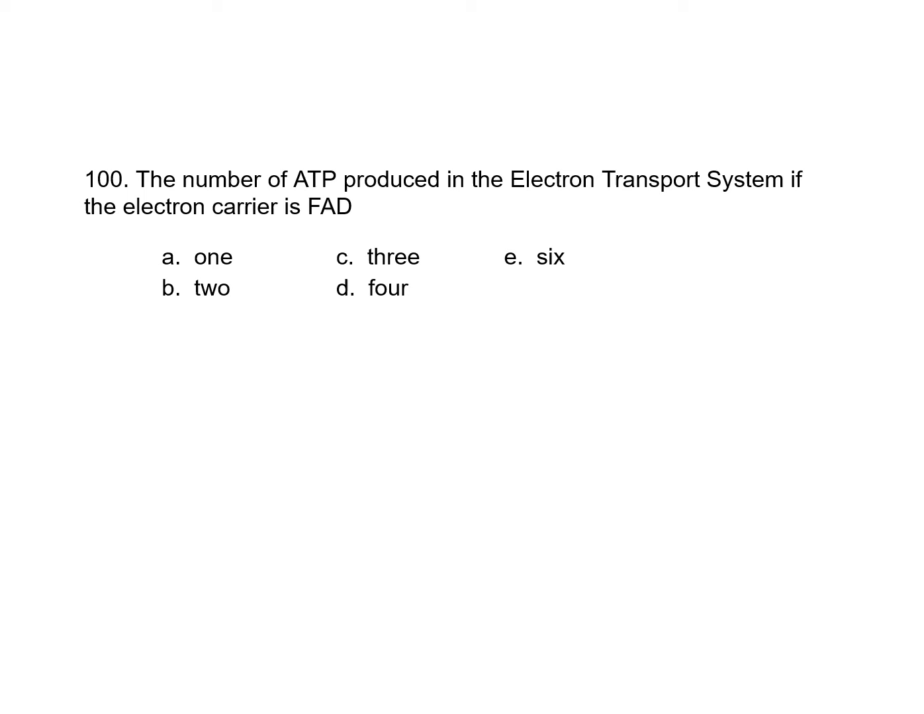Number 100. The number of ATP produced in the electron transport system if the electron carrier is FAD. A. 1, B. 2, C. 3, D. 4, E. 6. The answer is 2.